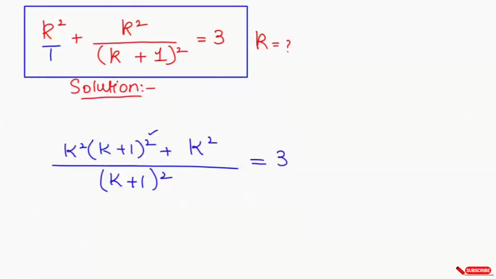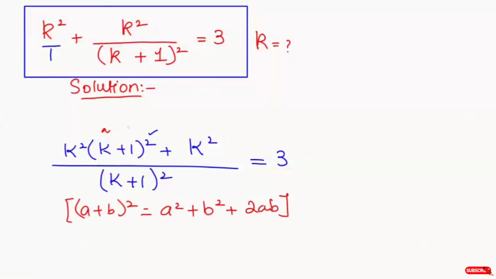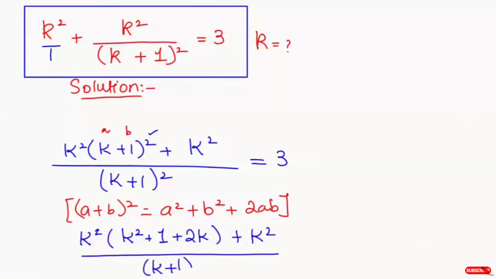Now here I am going to apply the algebraic identity, that is a plus b whole to the power of 2 can be written as a square plus b square plus 2ab. So here we have the a and this is our b value. So this can be written as k square plus 1 square, so I'm going to write 1 here only, plus 2k plus k square over k plus 1 whole to the power of 2 is equal to 3.